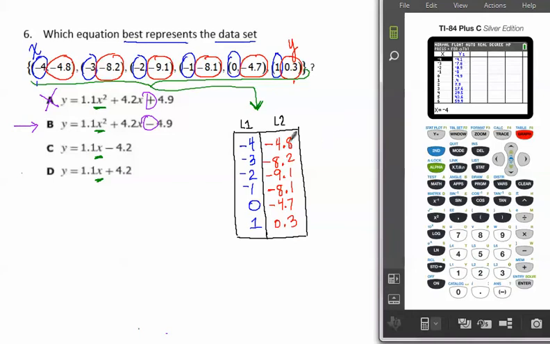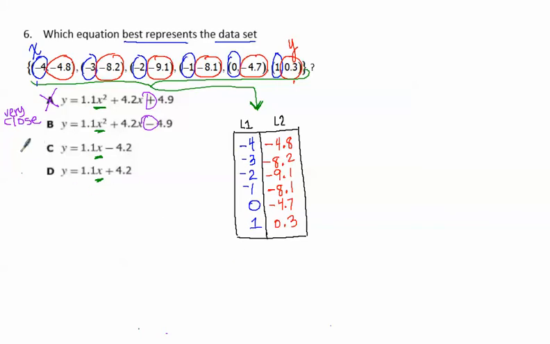That's very close to the negative 4.8 we need. Negative 3 is paired up with negative 7.6. Pretty close to the negative 8.2. Negative 2 has a negative 8.9. Close to the negative 9.1. And same deal for the negative 1. It's paired up with a negative 8. And we see it should be a negative 8.1. All the way down to the positive 1. They're pretty close. They don't match exactly, but they're close, so I'm going to mark it as very close.